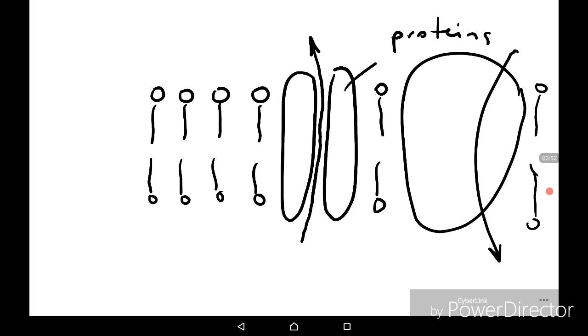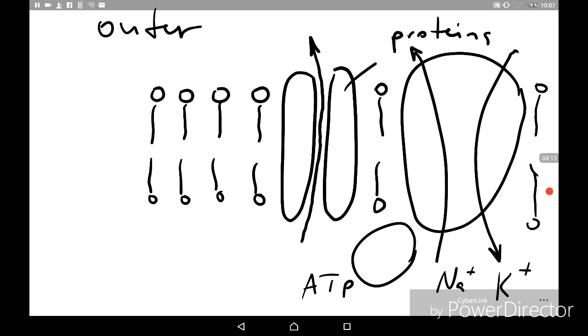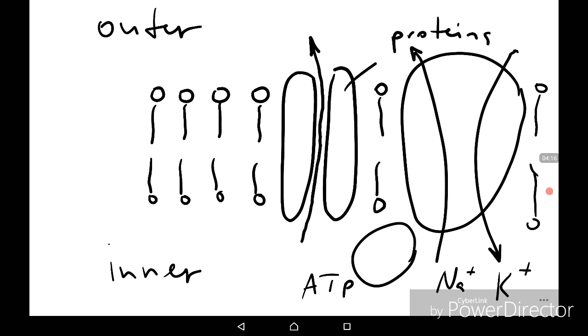For example, this sodium-potassium pump, utilizing the energy of ATP, moves potassium inside the cell and moves sodium outside. This is the outer space and this is the intercellular space. So channels transport ions following the concentration gradient, from higher concentration to low concentration; the pump works against the concentration gradient.